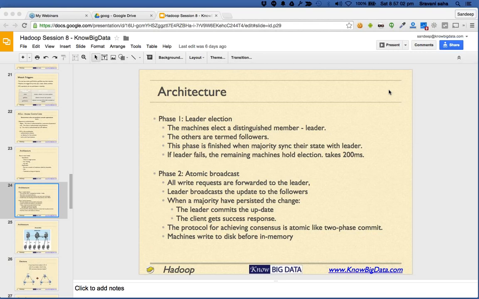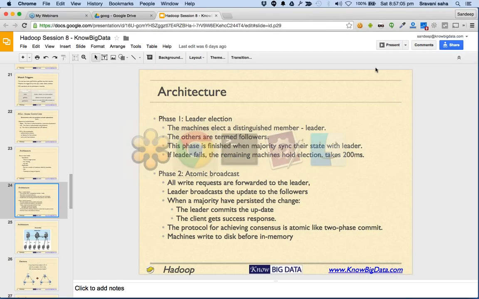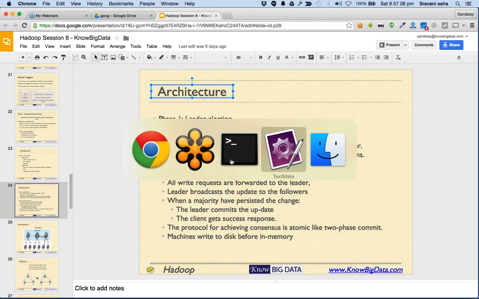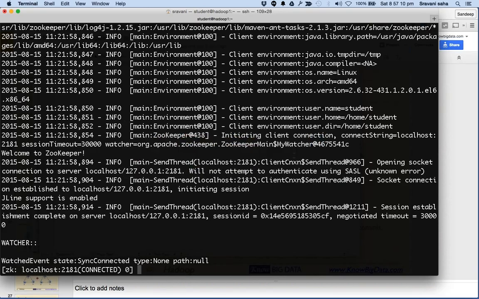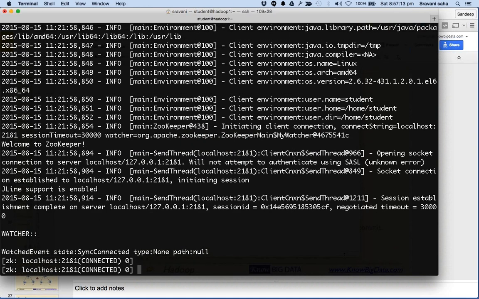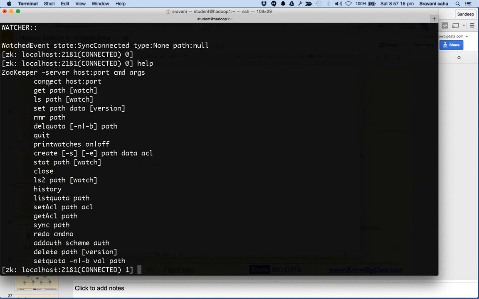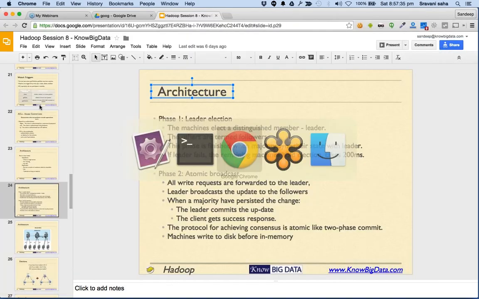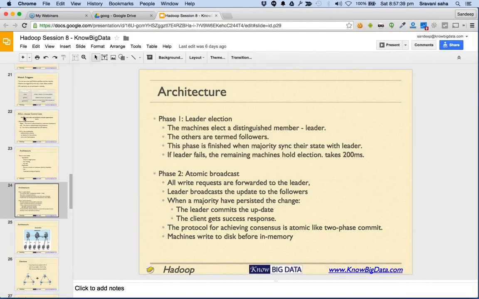One of them is selected as leader, and that leader takes all the modification requests. If I'm saying get request, it will not necessarily go to the leader, but set means I'm trying to modify the data. If I say set this path with this data, it means that I'm trying to modify some data on the nodes, and those requests go to the leader.